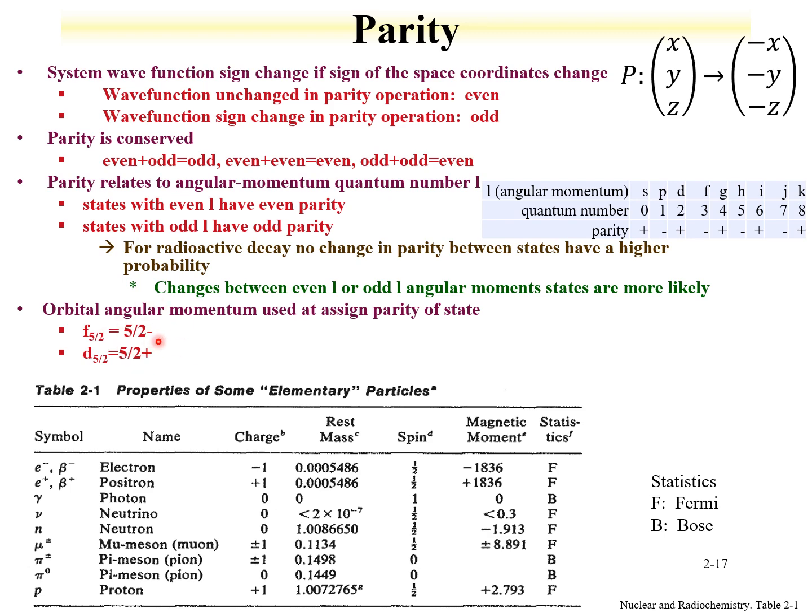And as a review, here are some properties of elementary particles: charges, rest mass, spins, magnetic moments, and what sort of statistics they follow. And we've talked about electron, photon, positron, neutron, and then proton within this lecture.